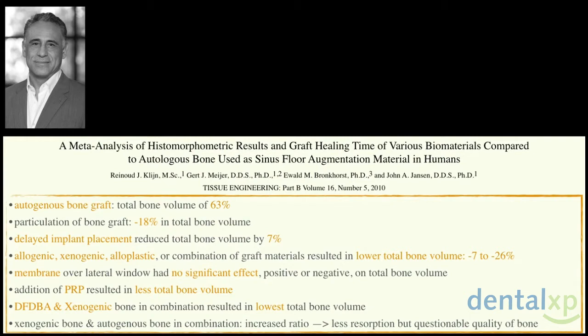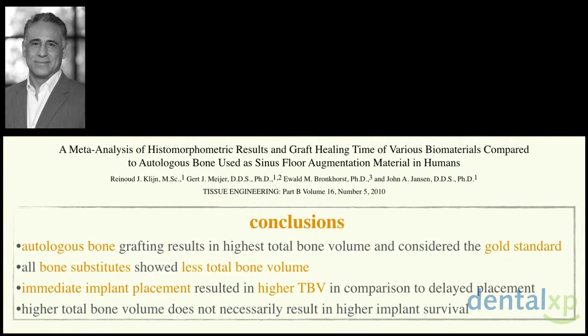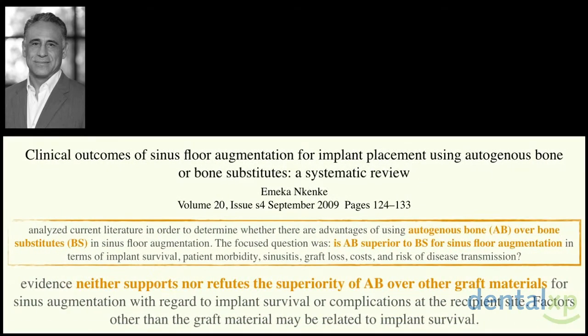And they looked at the success of autogenous bone, delayed implant placement, the substitutes, and placement of membrane. They came up with the conclusion that autogenous bone was the gold standard and produced the most volume of bone. The bone substitutes showed less volume of bone, and immediate placement resulted in higher total bone volume. They did conclude that total bone volume does not necessarily result in a higher implant success rate. Okay, a fair statement. So this was a study that supported it.